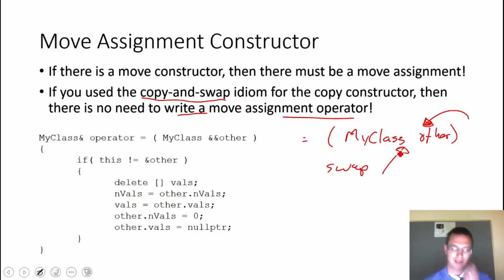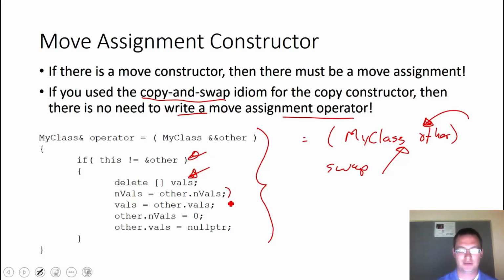So anyway, this is an example of a move assignment that you could write if you needed to. And note you always have to take into account first for self-assignment, you need to delete any old resources, and then you need to move the old resources and default initialize the temporary or the R value. And so that is the move assignment operator.